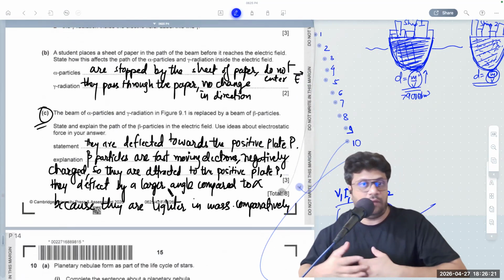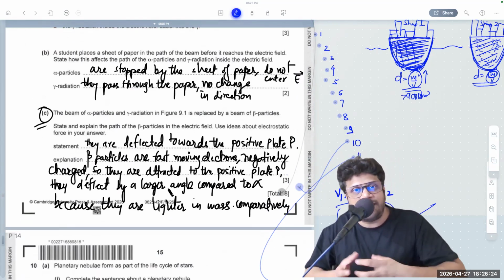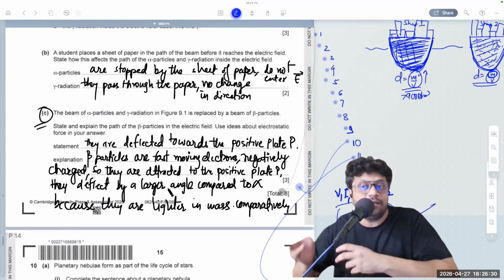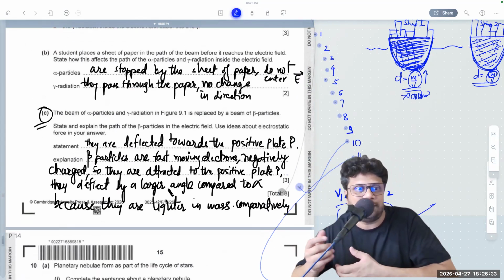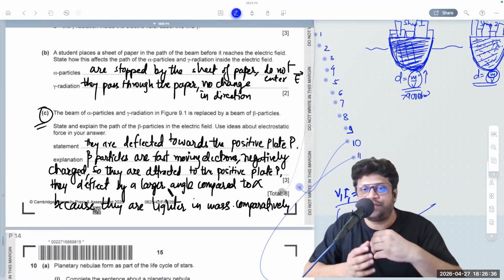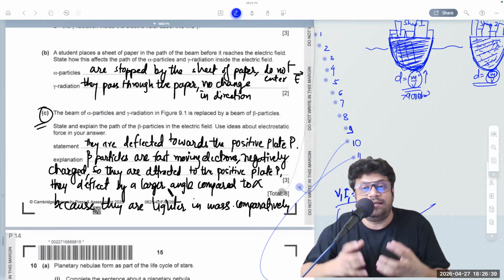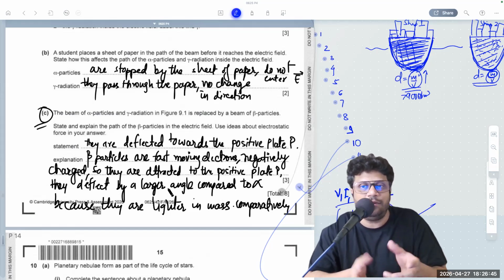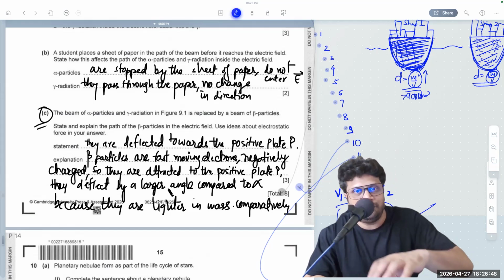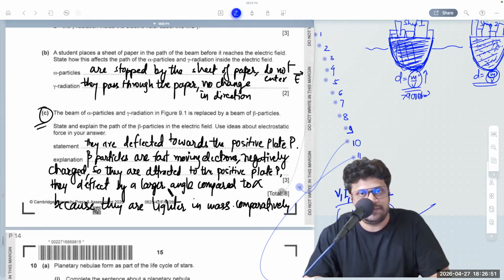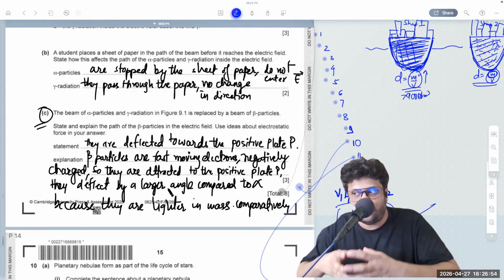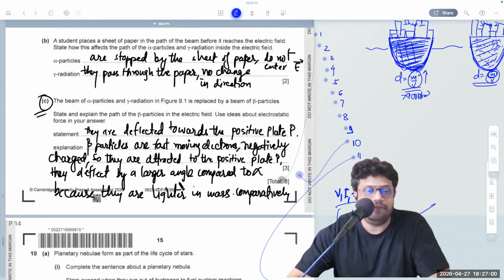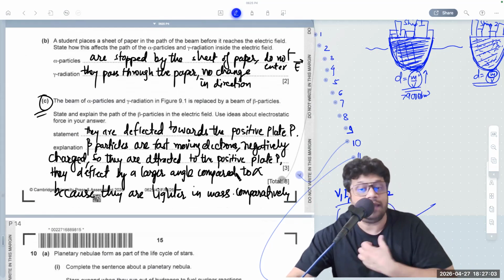But what one forgets, which I forgot, is the fact that beta particles are far lighter than alpha particles. So if alpha particles deflect, the angle they deflect with is not going to be as large as it will be for beta particles. Beta particles are going to deflect like anything. Imagine turning a truck through a turn and imagine doing it with a bike. It's far easier, it's flickable, very nimble in that sense. So the angle of deflection for beta is going to be far greater than that of alpha. So we need to tell them they deflect by a larger angle. So that is one marking point.